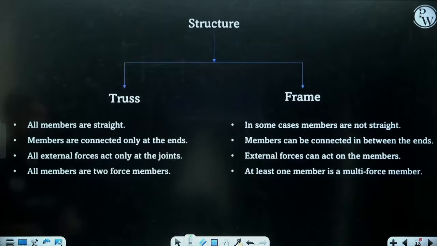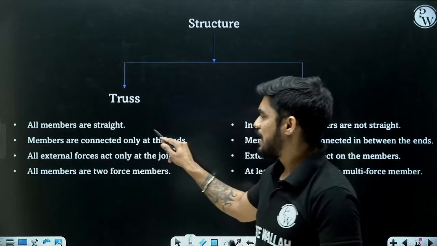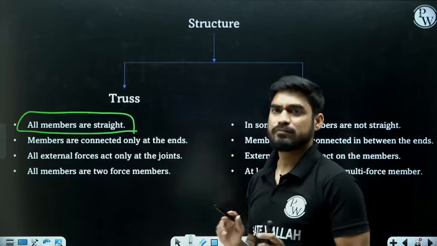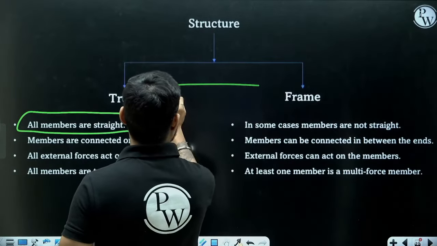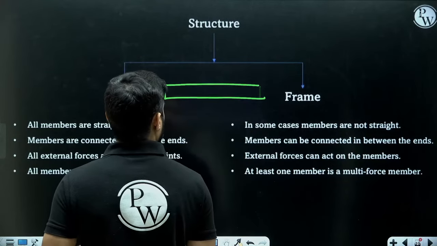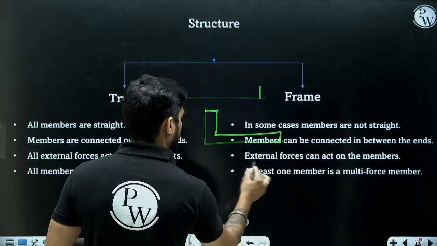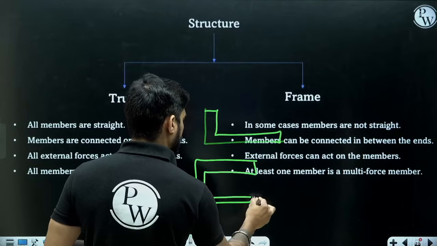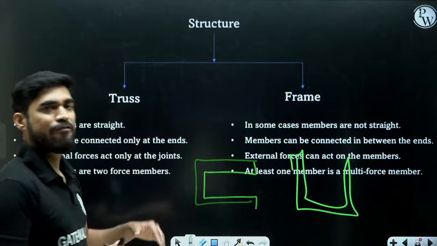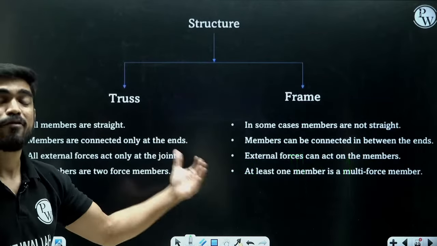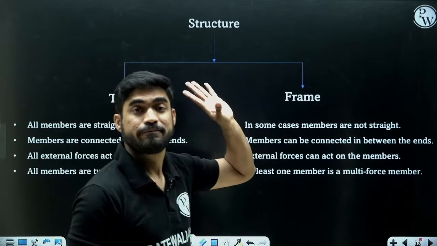Okay. In case of truss, all the members are straight. What do we mean by all members are straight? All members are like this only. Okay. You will not find any member of L shape or C shape or U shape like this. So if you have L shape, C shape, U shape, this type of members, at least one member is like this, then you will call it a frame.